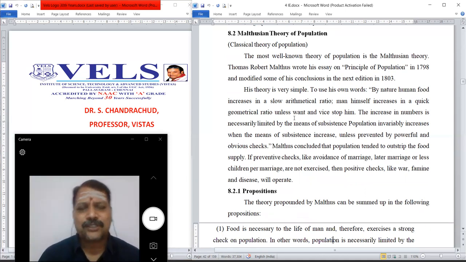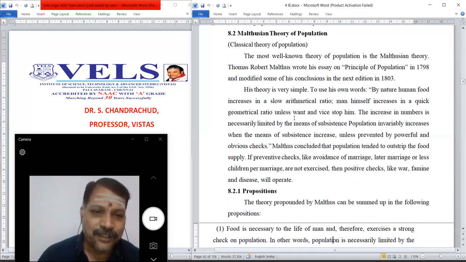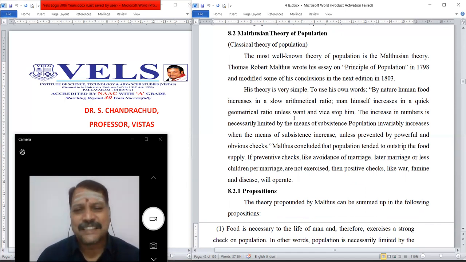To use his words, by nature, human food increases in a slow arithmetical ratio. Man himself increases in a quick geometrical ratio unless want and vice stop it. The increase in number is necessarily limited by means of subsistence. Population invariably increases when the means of subsistence increases unless prevented by powerful and obvious checks. This is the word given by Malthus.